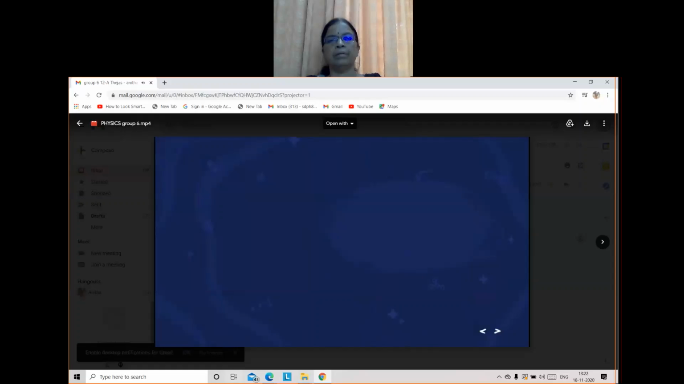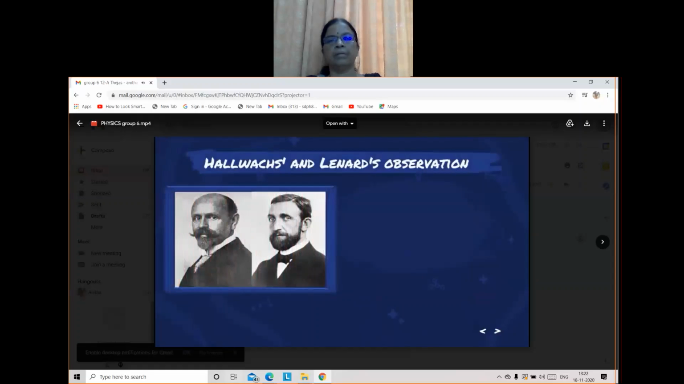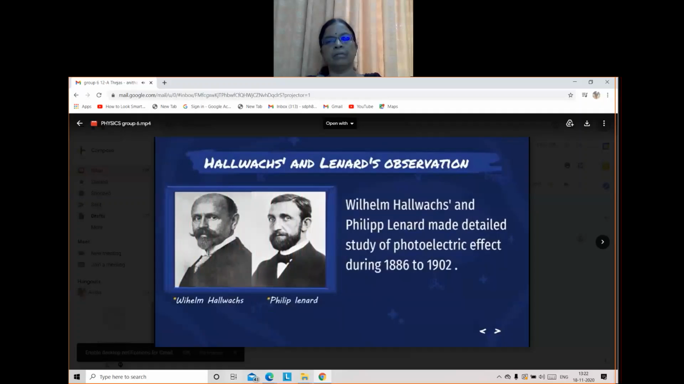Between the years 1886 to 1902, experiments were done by Wilhelm Hallwachs and Philipp Lenard to show light has energy and electrons were ejected from the plates. By that time, they were thinking about light having a material nature, and small packets of energy called photons are emitted by the light.